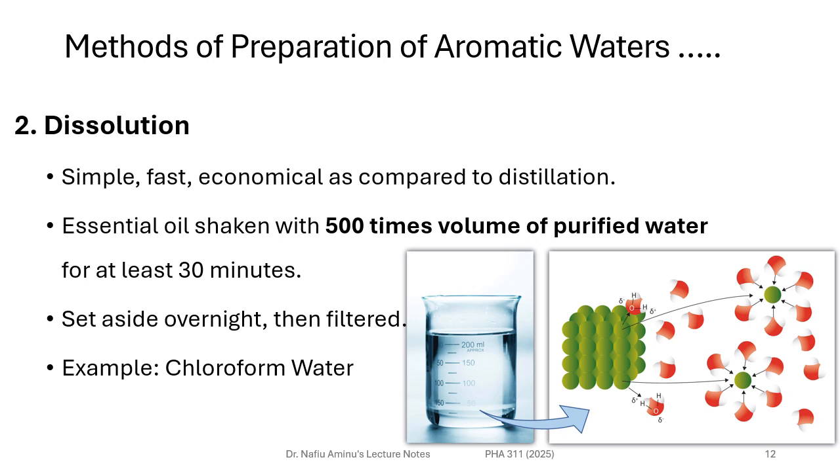Usually, the essential oil is shaken with about 500 times its volume of the prepared water for at least 30 minutes. When that is done, the mixture is set aside overnight, and then the next day the mixture is filtered. So the filtrate is considered as a saturated solution of aromatic constituents. An example of an aromatic water prepared by simply mixing the solute and the solvent is chloroform water.